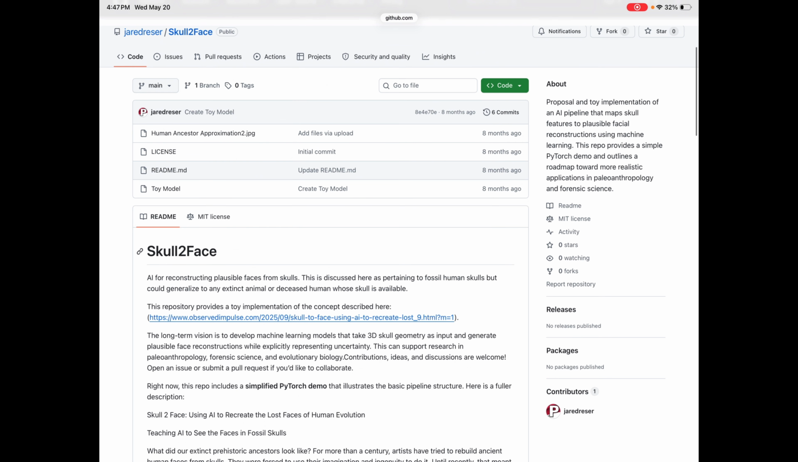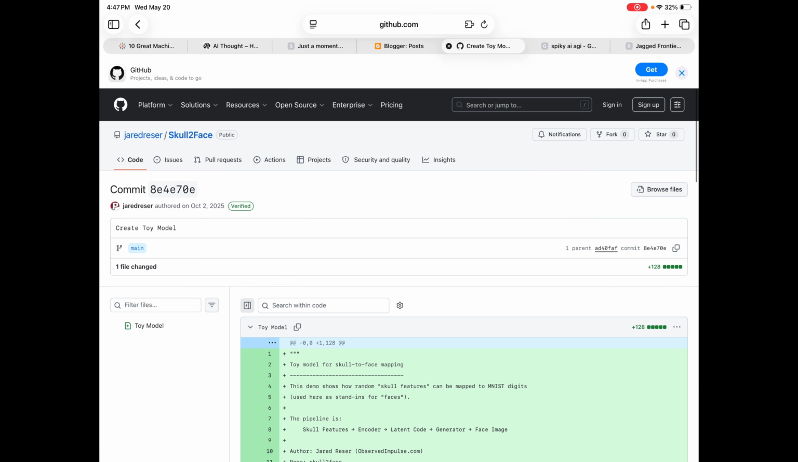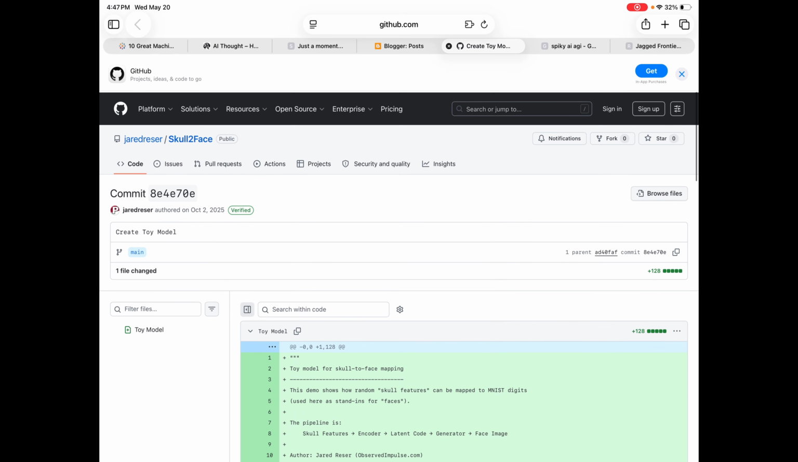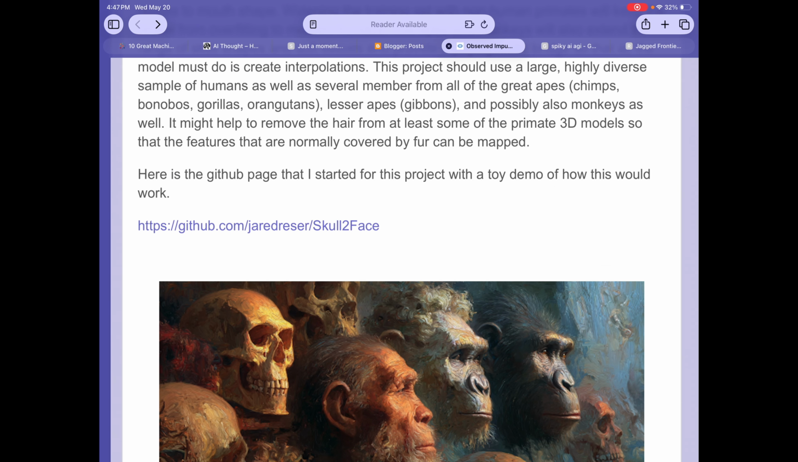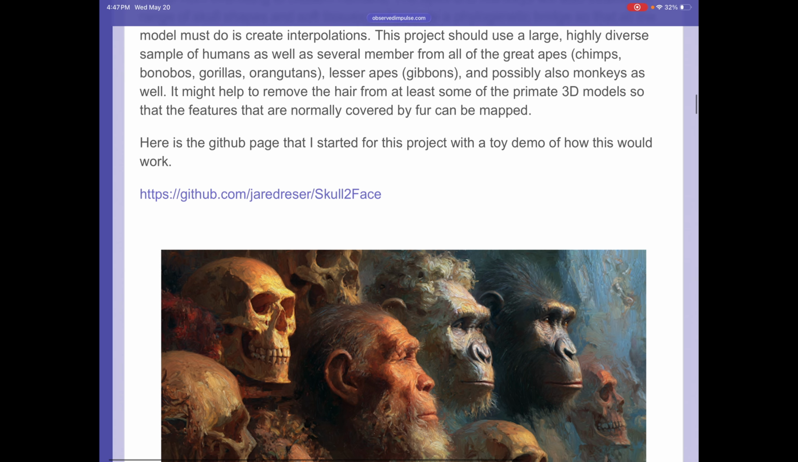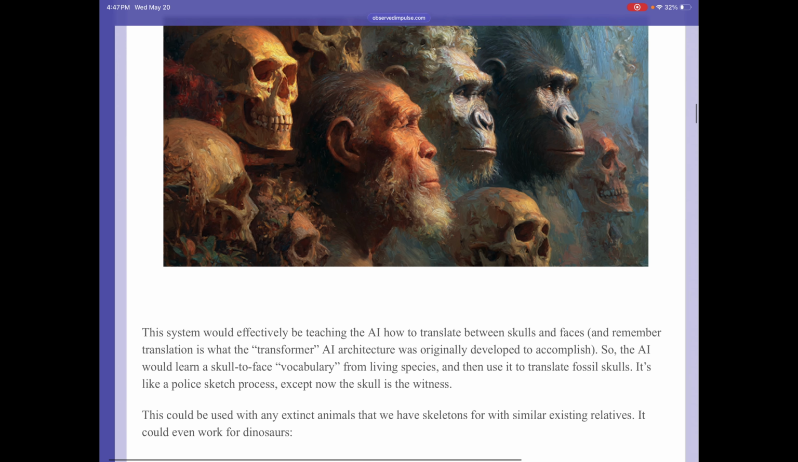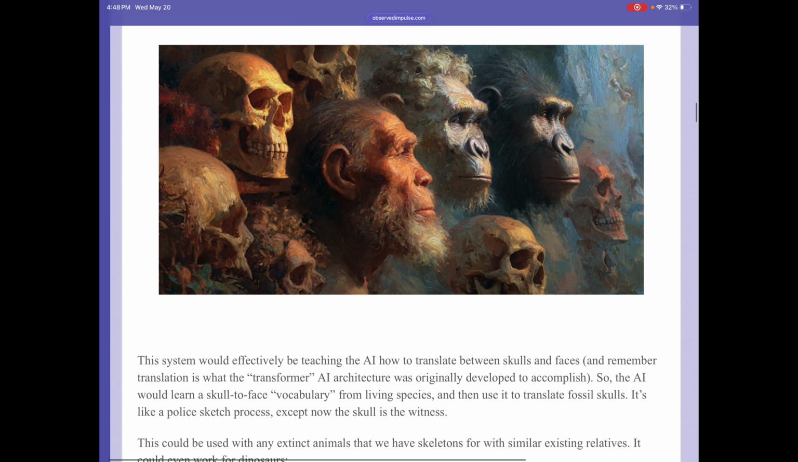So here's the page, and here is some of the code. And I think that this is going to be more and more possible as agentic programming becomes more and more widespread and more competent. So this system would effectively be teaching the AI how to translate between skulls and faces. And remember, translation is what the transformer AI architecture was originally developed to accomplish.